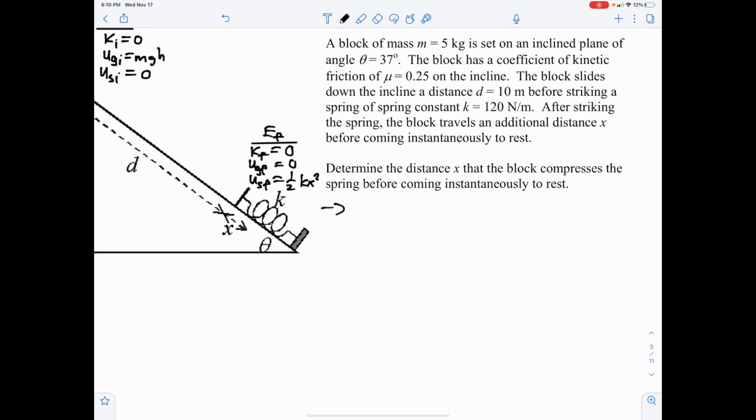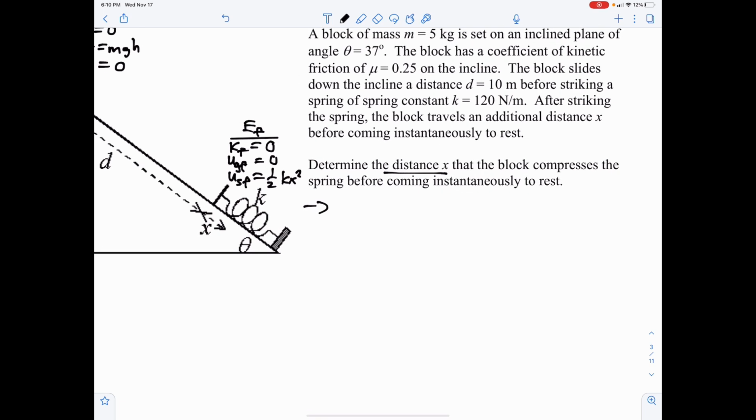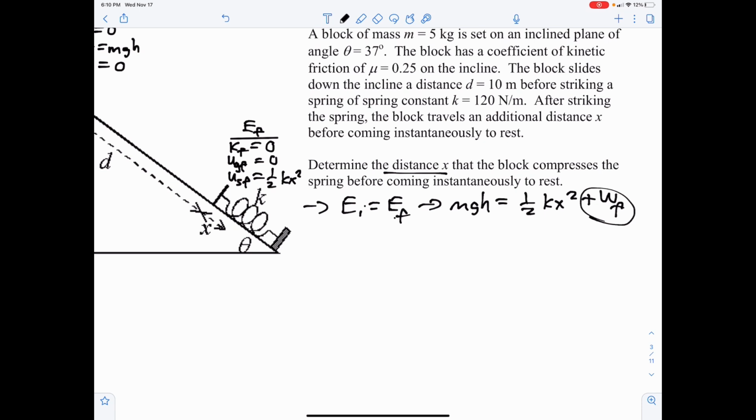So the equation for this, we're trying to determine the distance d, distance x that the spring gets compressed. Well, initial energy equals final energy, and the initial energy was mgh, and that's going to be equal to 1/2 kx squared plus the work done by friction. That right there is accounting for the loss in mechanical energy that you're going to have as you're sliding down the hill.